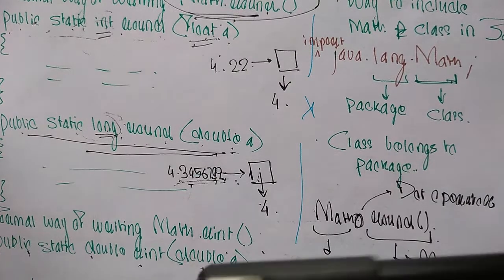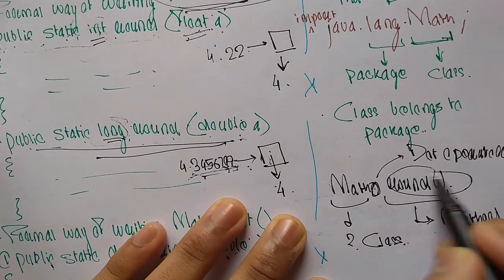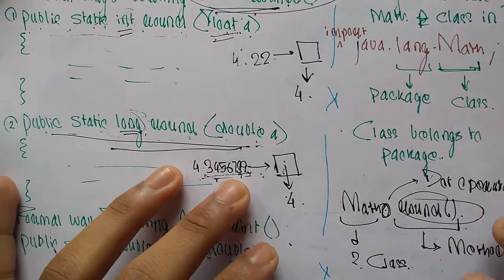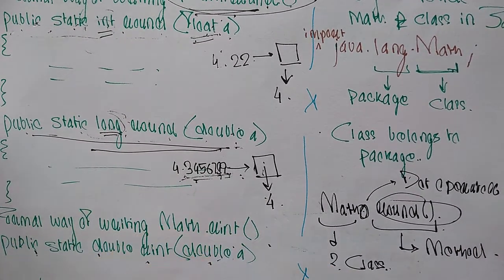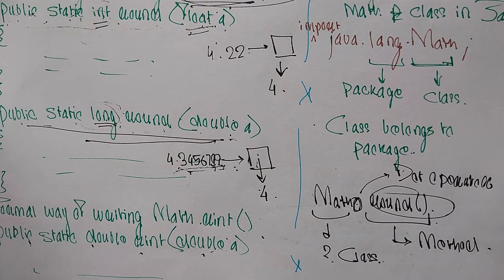The cousin belongs to your family. So basically, what I'm trying to say here is that round is like your cousin, which belongs to a family, and that family is called math. Okay, and we don't call it family, we call it class, right? And the name of that class is math. The name of that class is math, right?